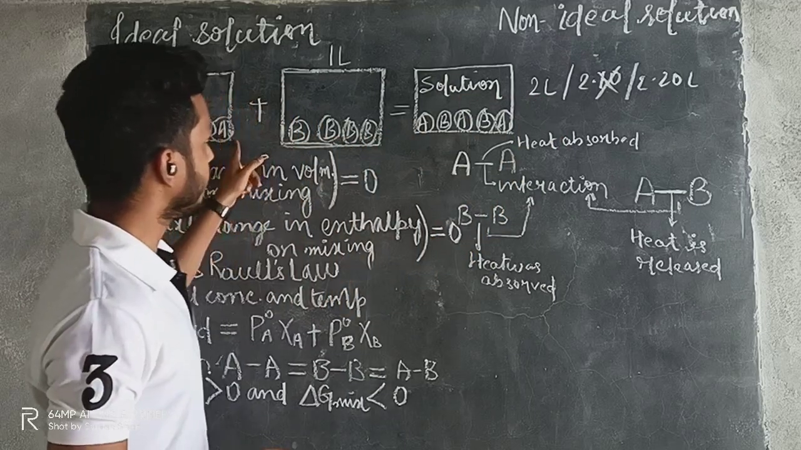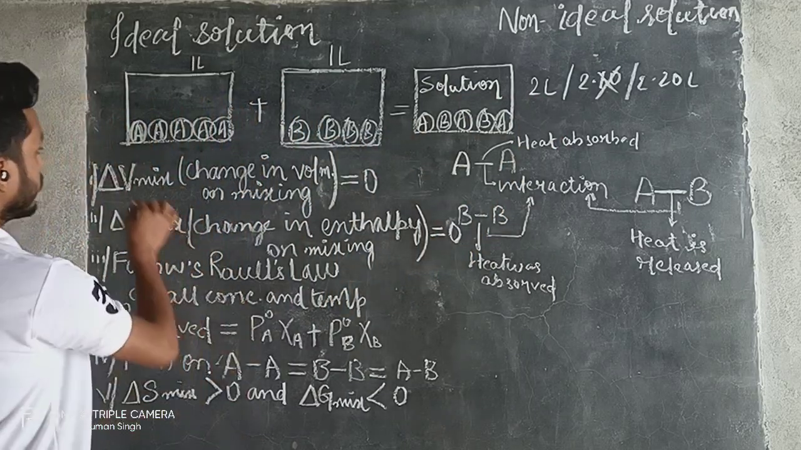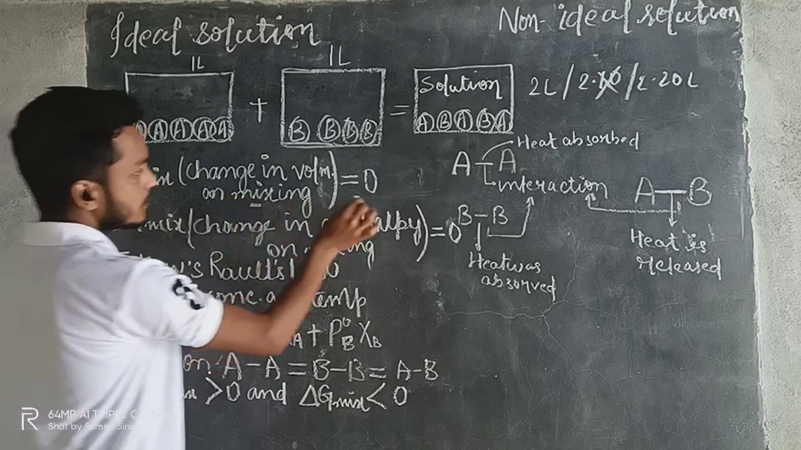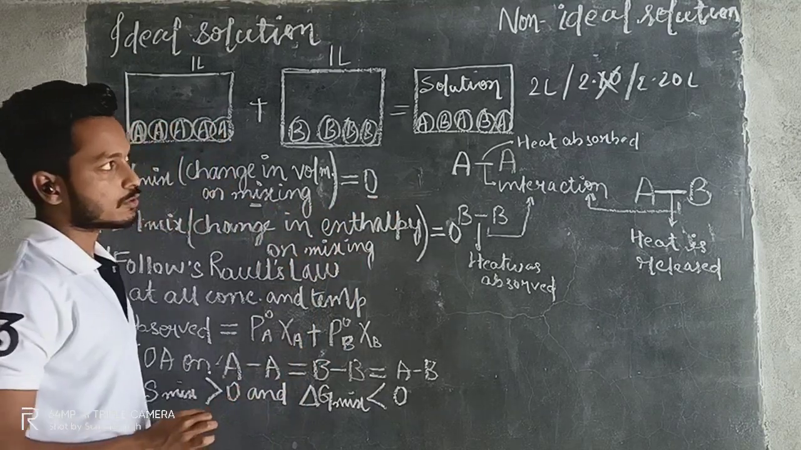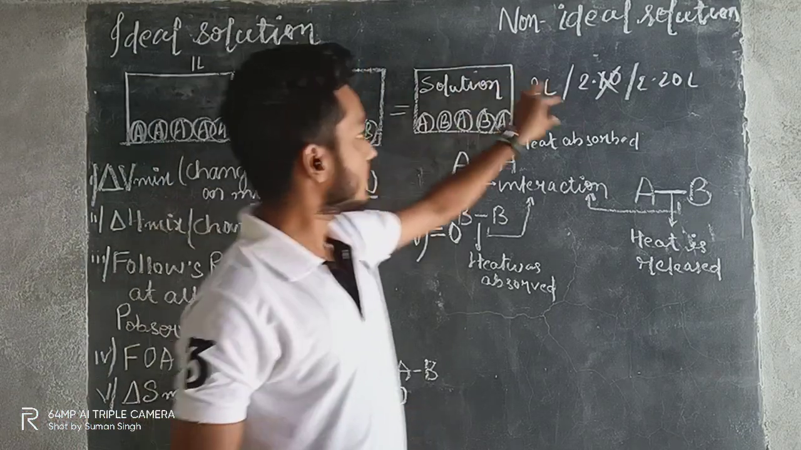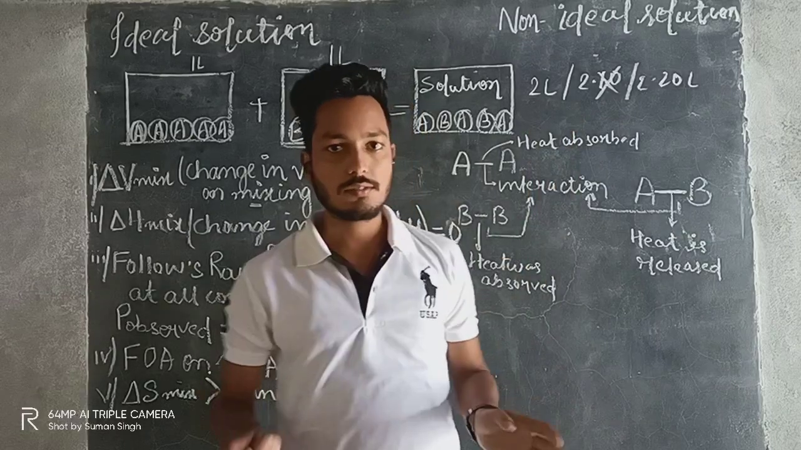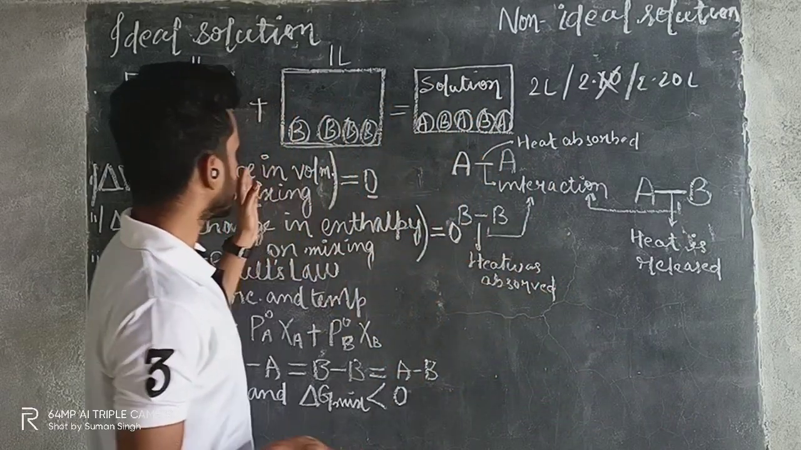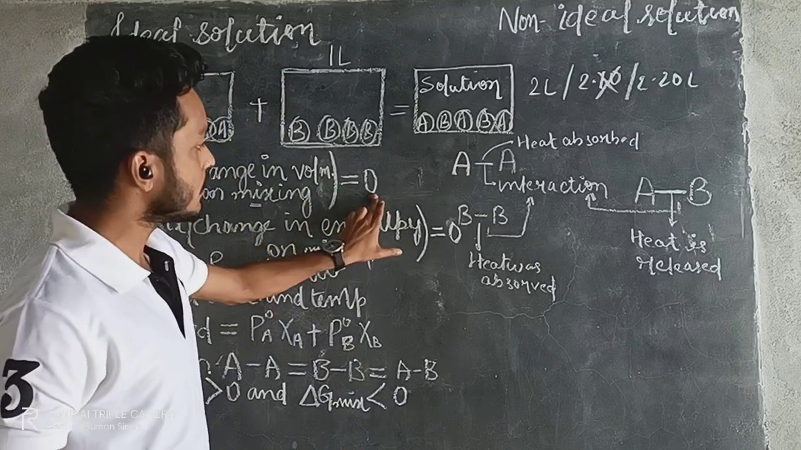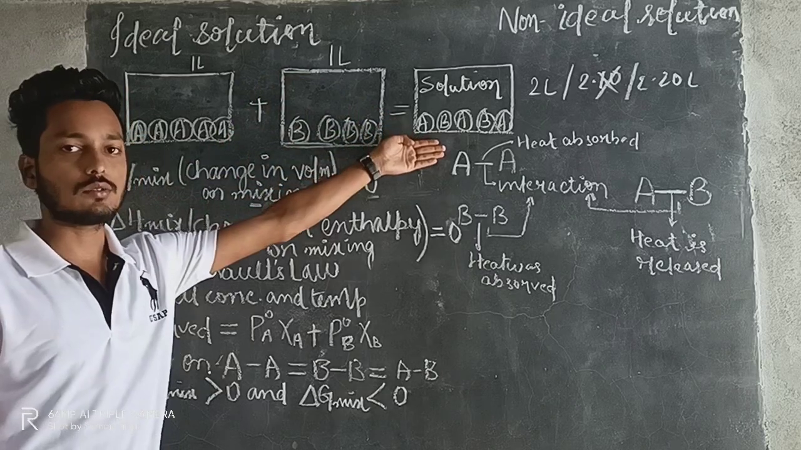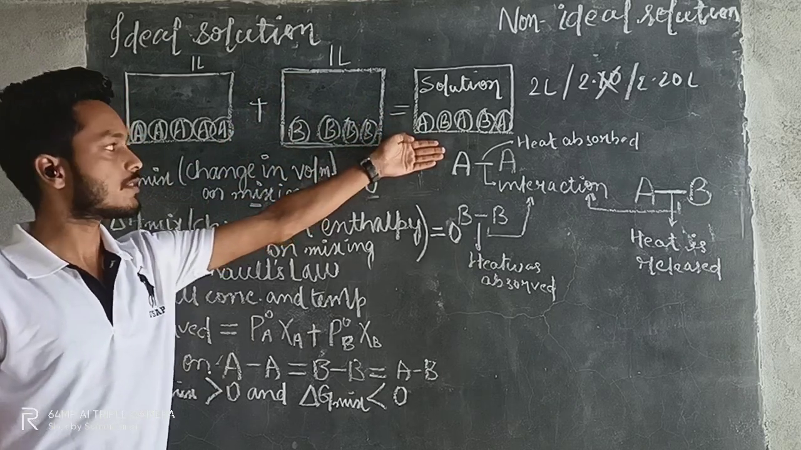So at that time we can say that if the change in volume on mixing is 0, it means this one is 1 liter, this one is 1 liter, and exactly we have got 2 liters. Means there is no change in volume. Neither did the volume increase, nor did it decrease. Right? So if the change in volume on mixing is 0, then it is called what solution? Ideal solution. I think you are understanding this.